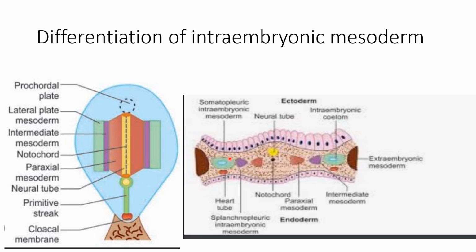Somatopleuric mesoderm gives rise to the parietal layer of serous membrane, mainly the pericardium, the pleura and the peritoneum. So these three serous membranes have an outer parietal and inner visceral layer. The parietal layer of these three serous membranes is formed by the somatopleuric mesoderm, and the visceral layer of the pericardium, pleura and the peritoneum is formed by the splanchnopleuric intraembryonic mesoderm. And the coelom or the cavity present in the lateral plate mesoderm will give rise to the pericardial cavity, pleural cavity and the peritoneal cavity.